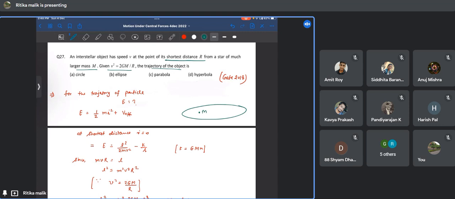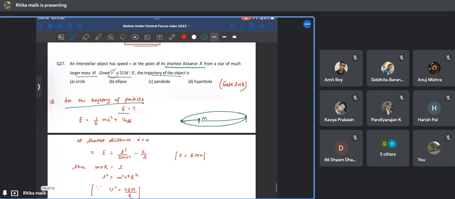So, it is given that the shortest distance is this one, the longest is this one. So we have to calculate what the trajectory will be. Whenever you want to calculate a trajectory, either look for the eccentricity or look for the energy. Here v squared is given to us, so we can directly use the kinetic energy plus potential energy term.